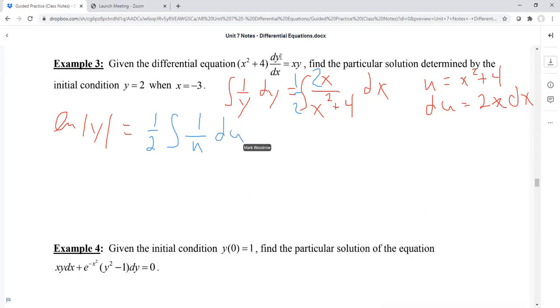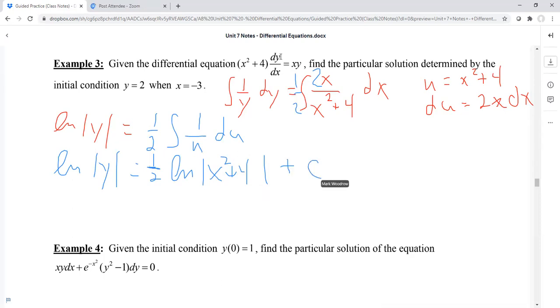So when I do the integral of 1 over u du, I get 1/2 the natural log of the absolute value of u, but I'm going to stick my x squared plus 4 back in there. And I've got some plus c out here. So now I want to simplify both these things first, and I'm going to get rid of the natural log stuff, and then we're going to plug in our point, -3, 2.